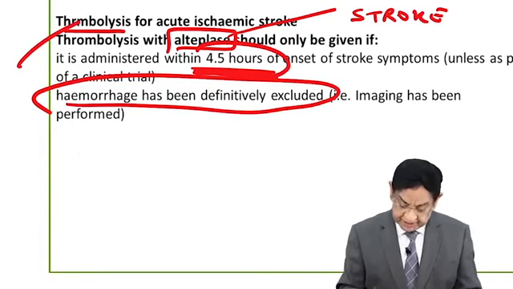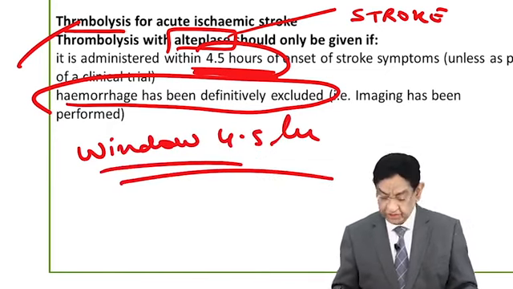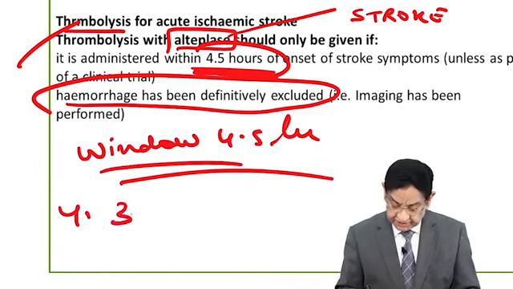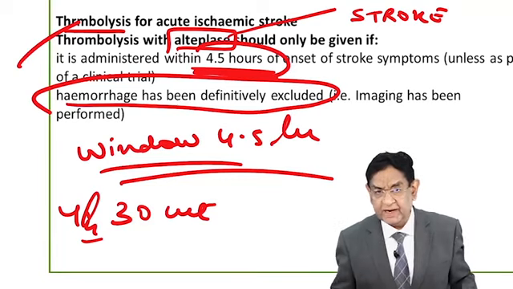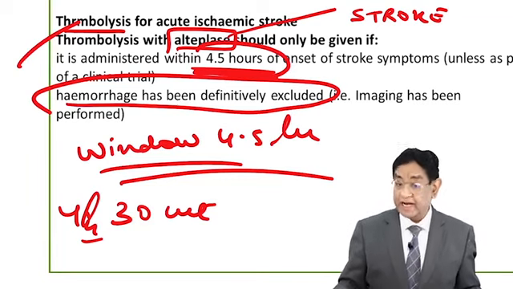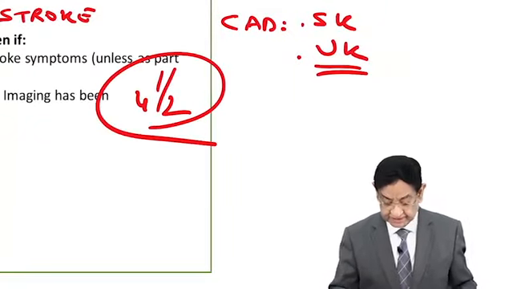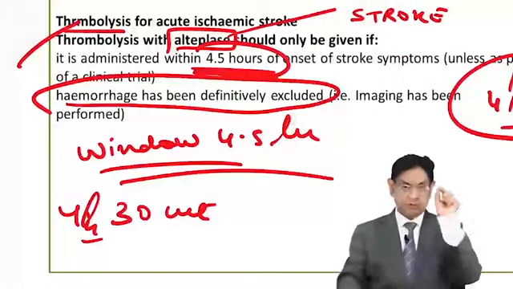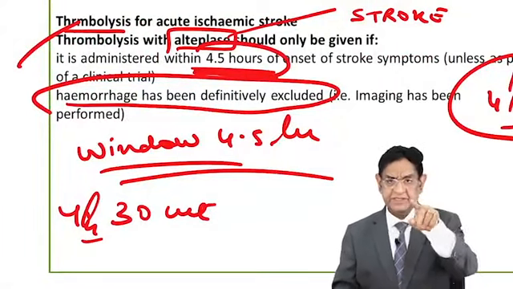The window period is only 4.5 hours. Okay, 4 hours and 30 minutes to be more precise. 4.5 doesn't mean 4 hours and 50 minutes. No, it's 4.5 hours. So, thrombolysis within 4.5 hours, when the CT scan says ischemia.